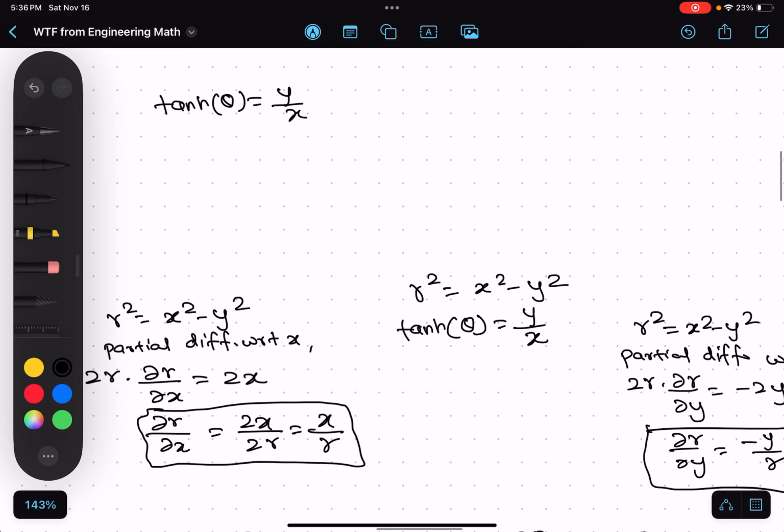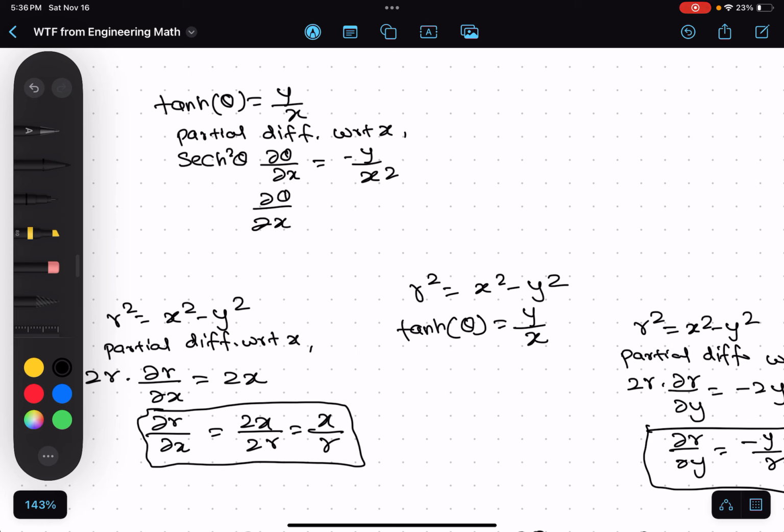Now if you partially differentiate with respect to x, you get sech square theta times partial theta by partial x equals minus y by x square. Now take this sech square to the other side. Partial theta by partial x is equal to minus y cosh square theta by x square.